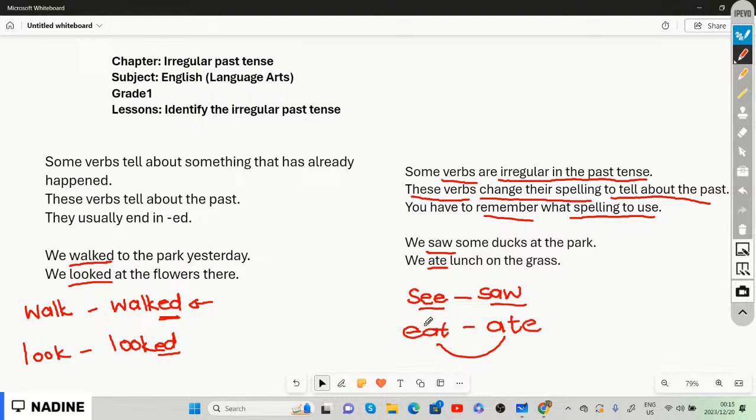Because eat is E-A-T, something that we are doing now. I'm eating something. I eat lunch, I eat cake. But in the past, I ate. It's like the words are jumbled up.